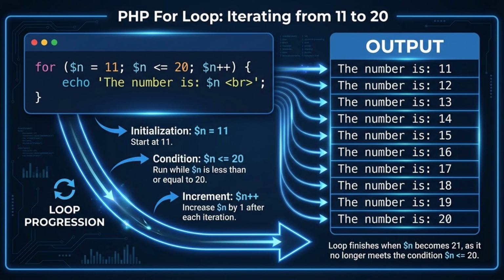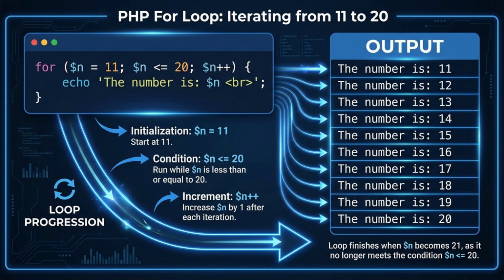Here, PHP prints the message: The number is 11. After printing this value, the loop reaches the increment step, where $n++ increases the value of n by 1. This moves the loop forward, changing the value from 11 to 12. The loop then repeats the entire cycle: check the condition, execute the code, and increment the variable. With each iteration, the number increases by 1: 12, 13, 14, 15, and so on. Each number is printed sequentially, and the loop progression continues smoothly.